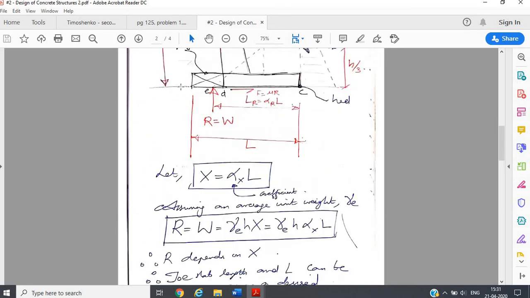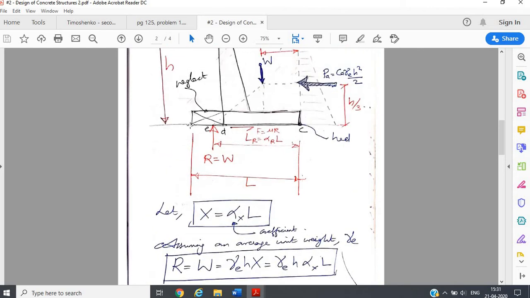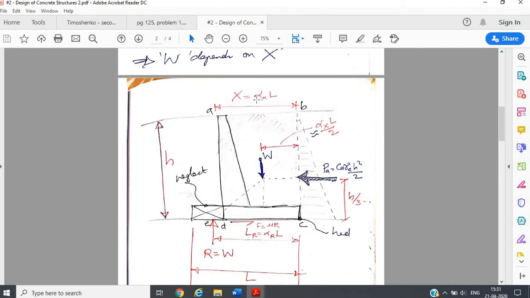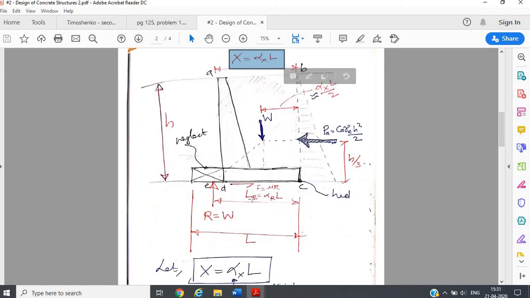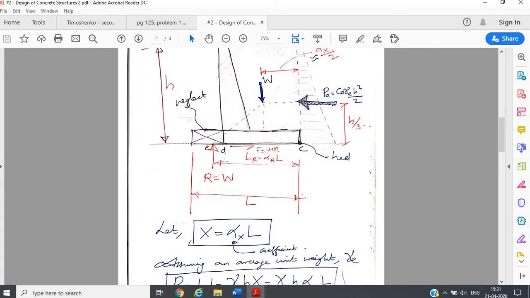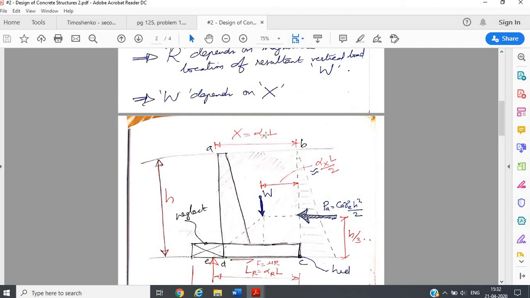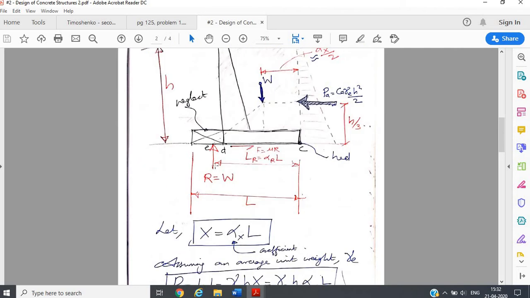And we can also say that L is the total length from toe to heel. Just like we have taken x as a proportion of L, like that we can also take the length from heel to the reaction point as LR, which is also a proportion of the total L. So LR you can take as alpha R into L, where L is the total length of the base slab. Here it was alpha x into L. The location of the resultant is alpha R into L.